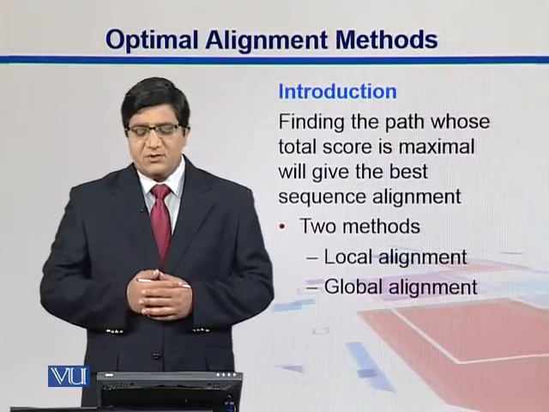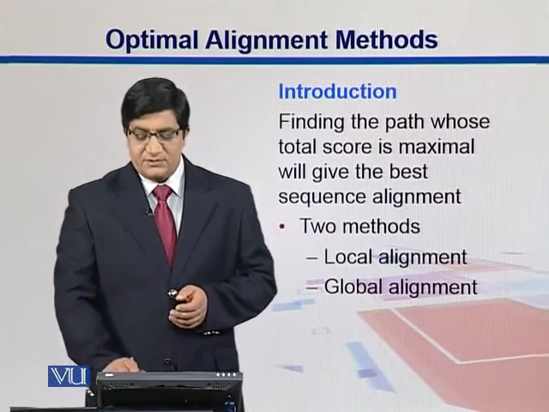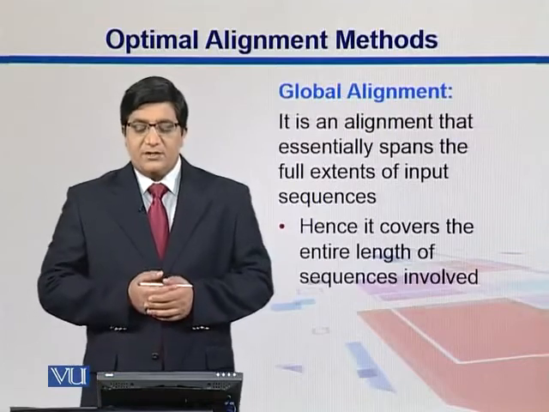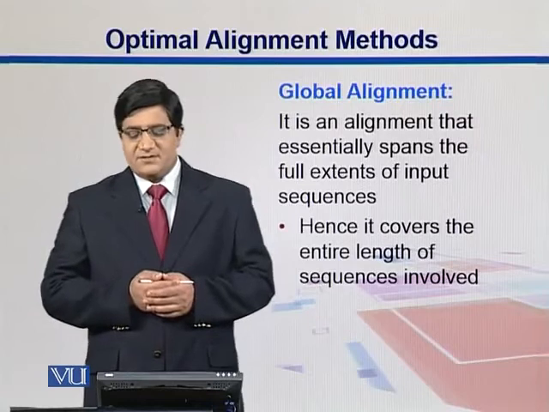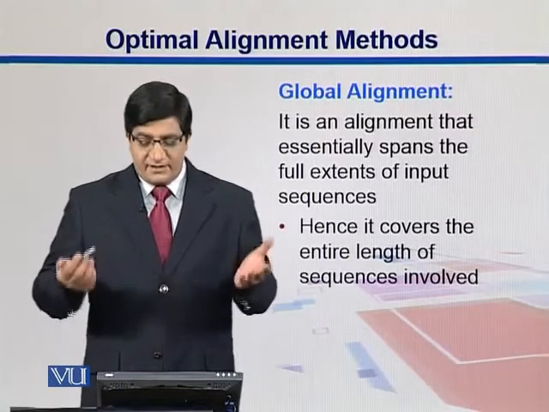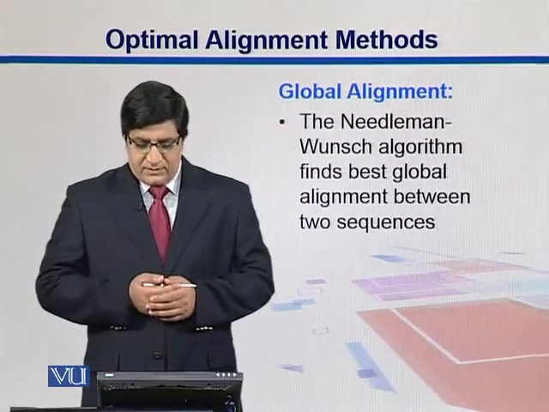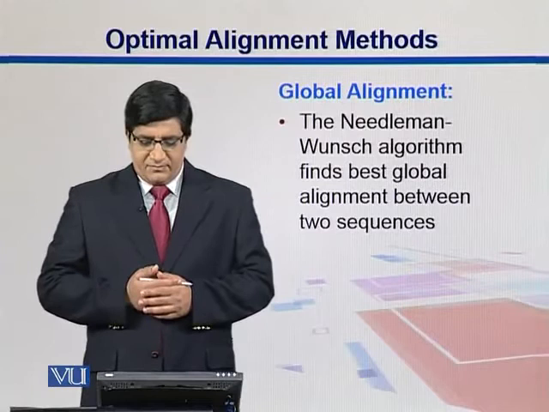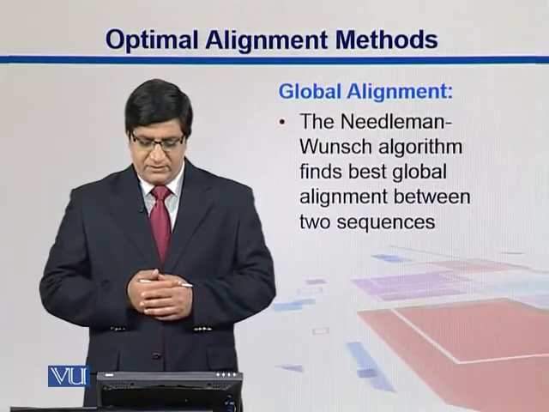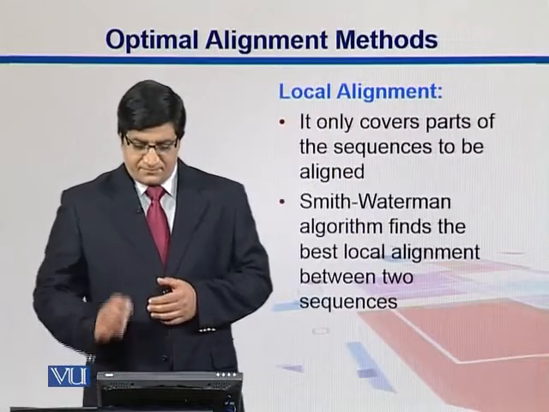There are two methods, local alignment and global alignment. We have seen that earlier also. In global alignment, it spans the full extents of input sequences. So actually it covers the entire length of both sequences, in simple language. The most famous global alignment algorithm is called the Needleman and Wunsch algorithm. That finds the best global alignment between two sequences.